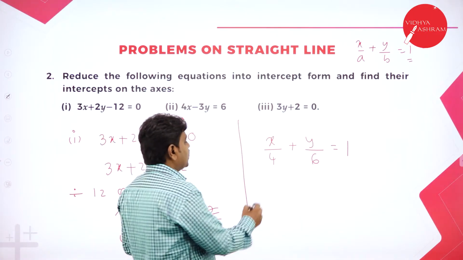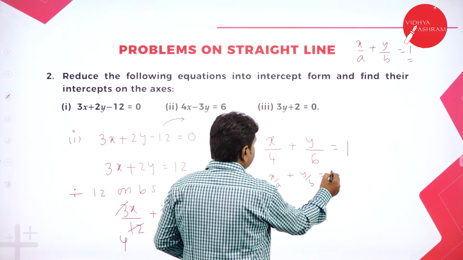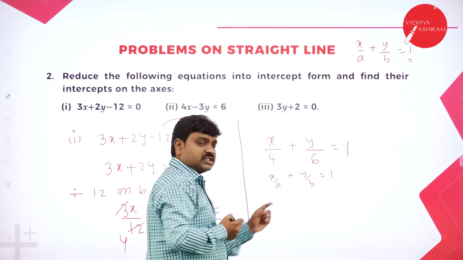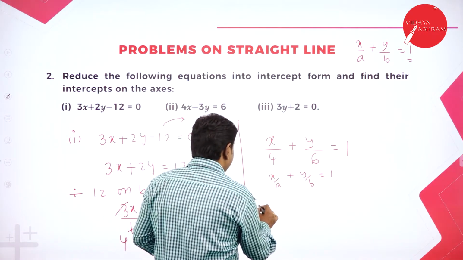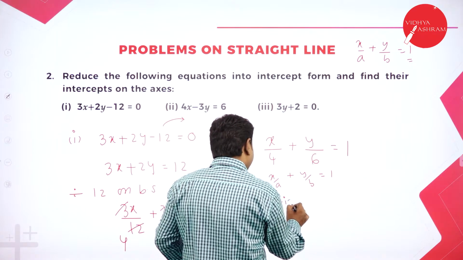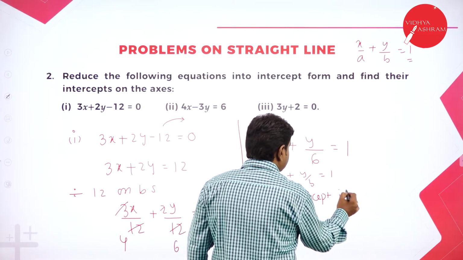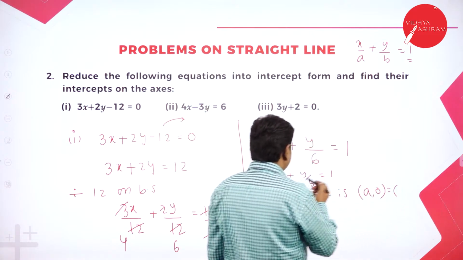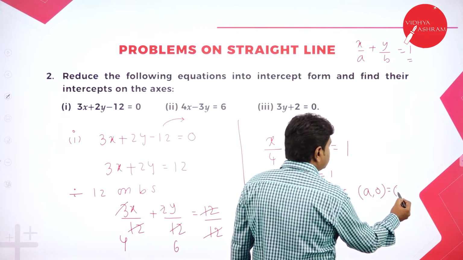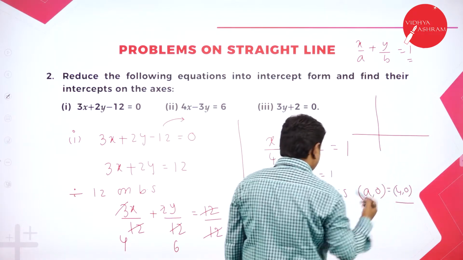Now compare it with the standard form, x by a plus y by b equal to 1. In the place of a you have 4, in the place of b you have 6. They want you to find the intercepts. So the x intercept is a comma 0. In the place of a you have 4. So 4 comma 0 is the x intercept. It means the line is cutting the x axis at 4 comma 0.